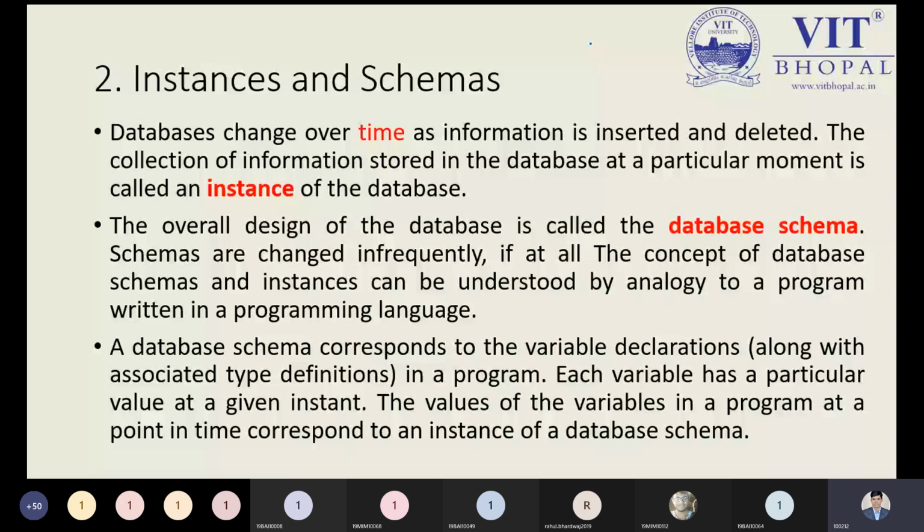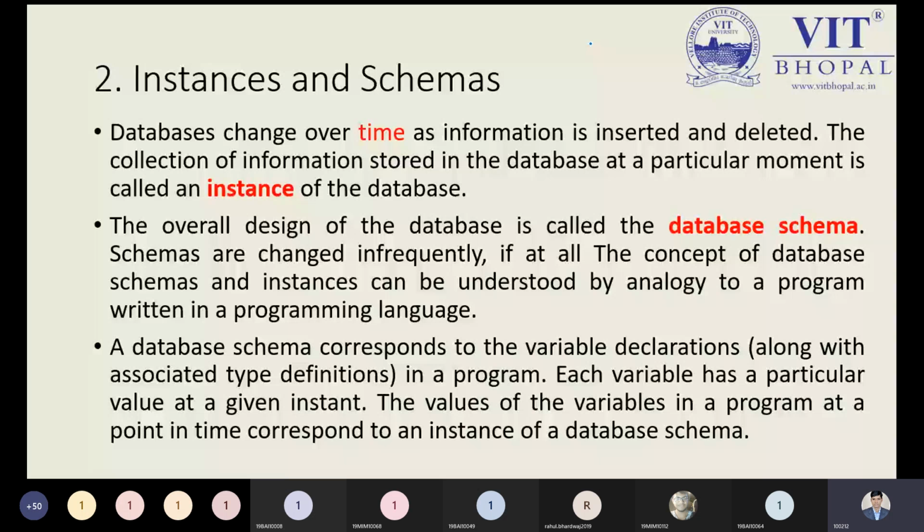So you can read out over here. In the first point, you have the instance. I've summarized it over here. Please read all these points along with me. Databases change over time as information is inserted and deleted. The collection of the information stored in the database at a particular moment is called an instance of the database.